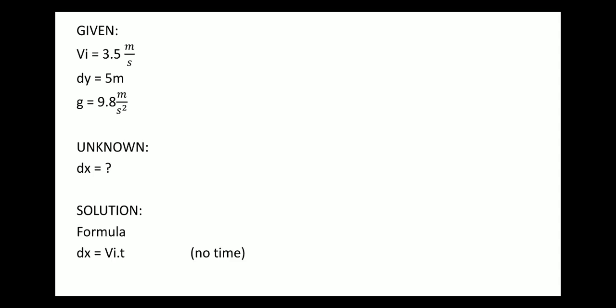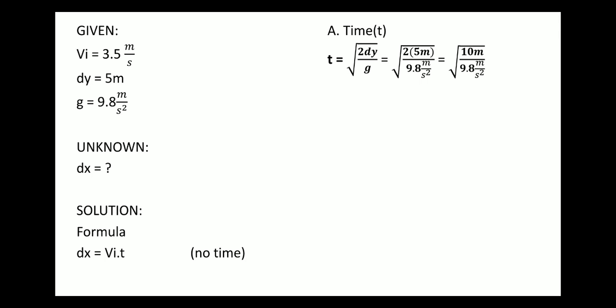So solution, once again, the formula is vi times time, but we don't have time, so let's get the time. Same formula, square root of 2 dy over g. Then substituting the values, 2 times 5 divided by 9.8. So we have 10 over 9.8. Cancel m. Then 10 divided by 9.8 is equal to 1.02 seconds squared. Getting the square root, it is equal to 1.01 seconds.